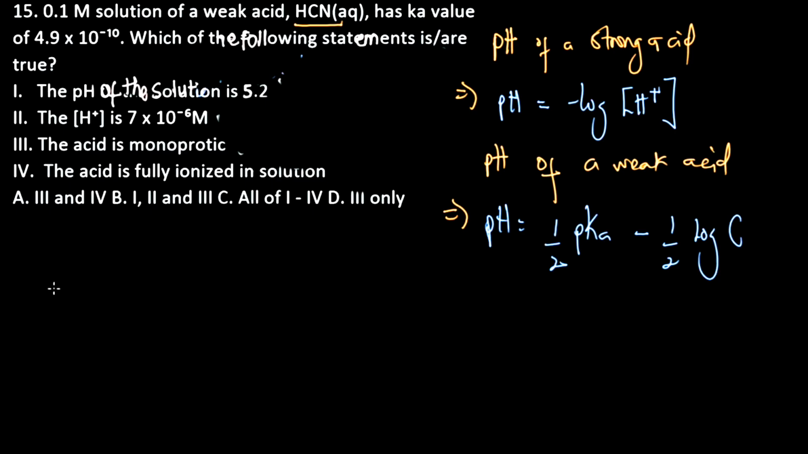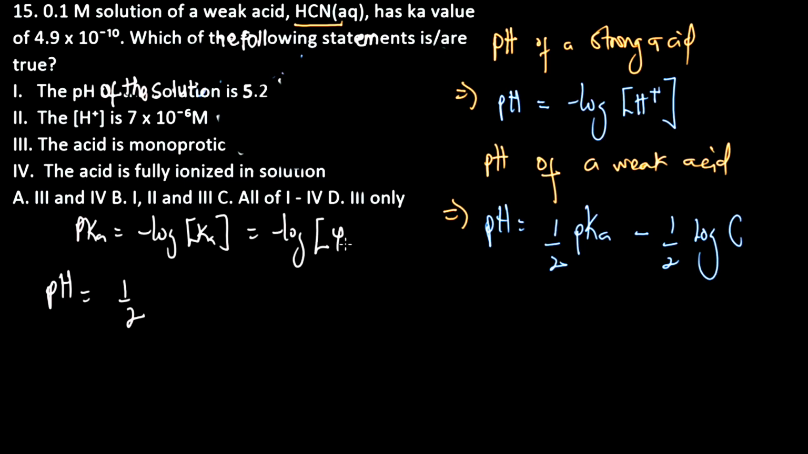Therefore we have that the pH equals 1 over 2 pKa. Remember that pKa equals negative log of Ka. So we have this to be negative log of 4.9 times 10 raised to power minus 10.